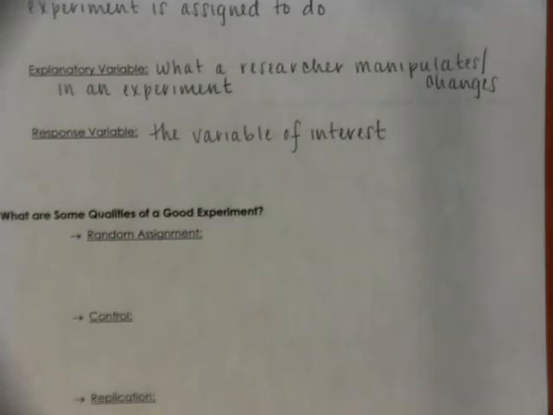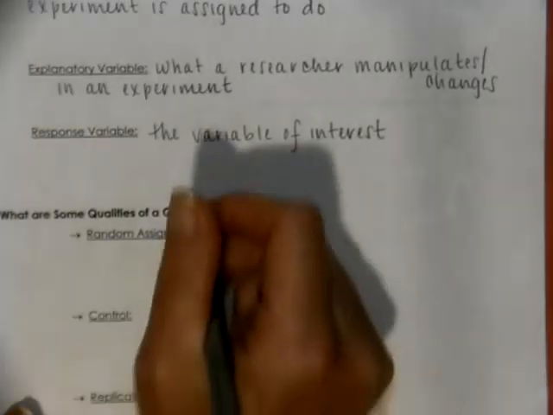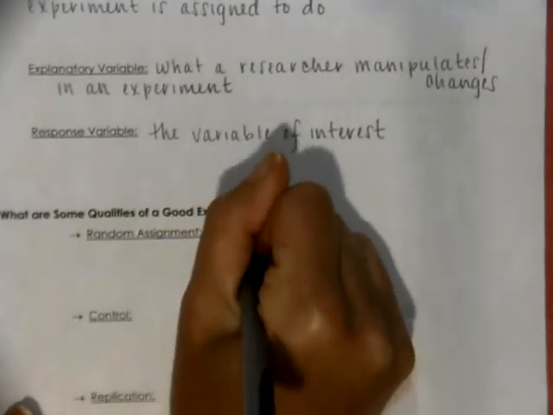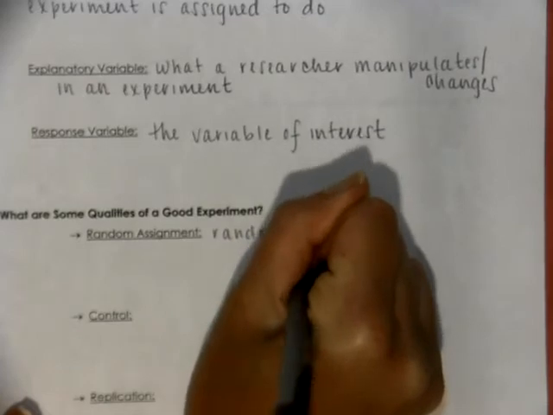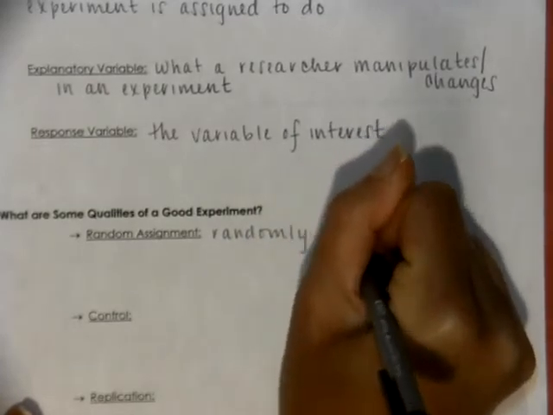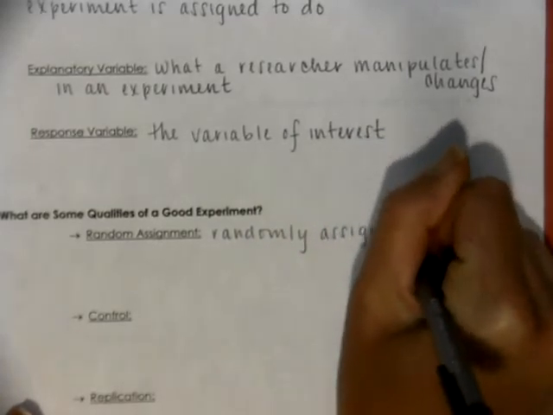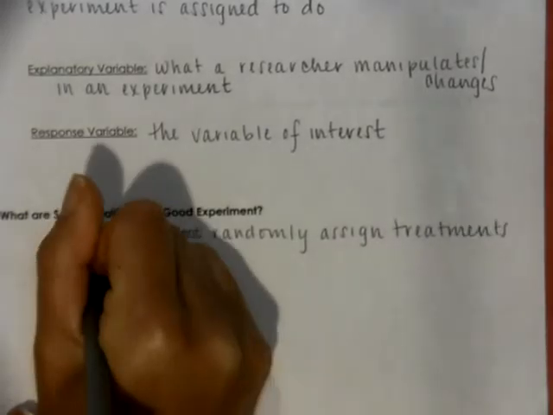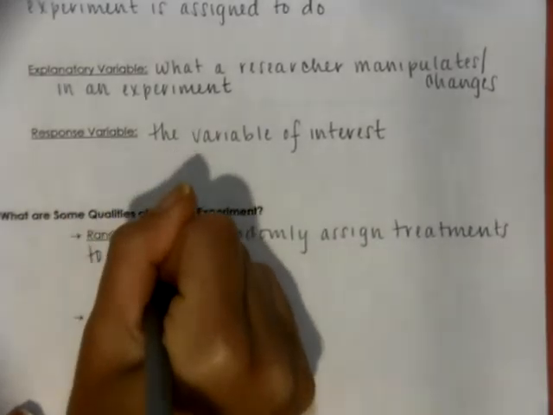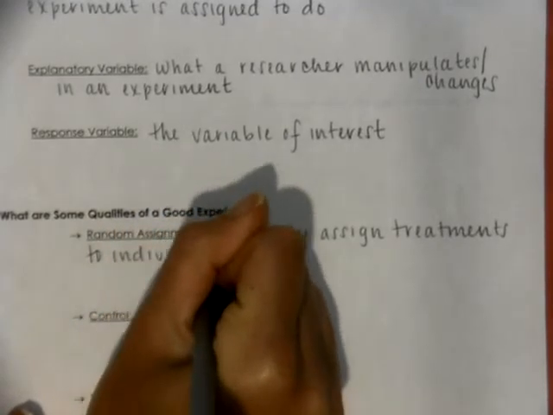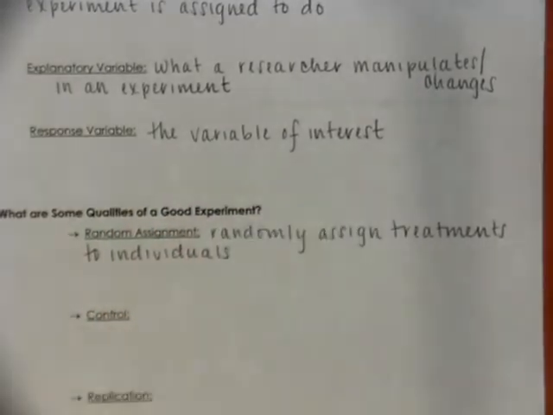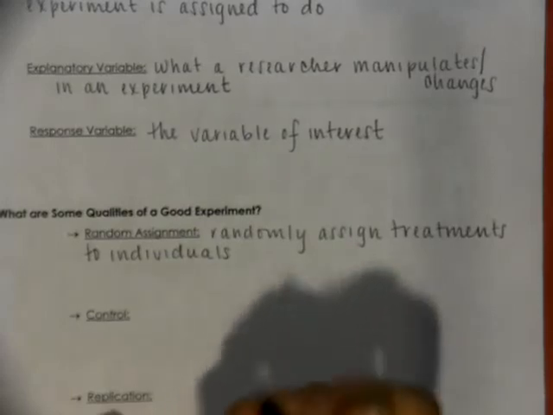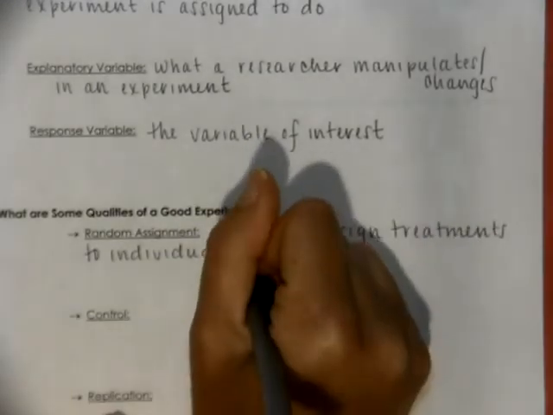First one is random assignment. So randomly assign treatments to individuals, or individuals to treatments, either one works, so neither treatment is given an advantage.